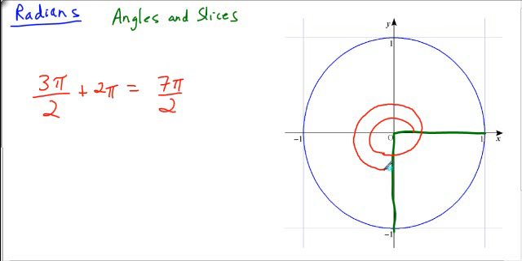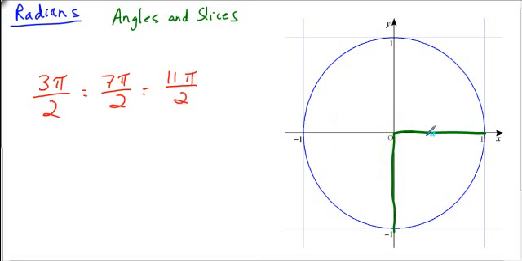And I can continue this process if I go around the entire circle twice and then end at my terminal side. I now have traveled 11 pi over 2. So these angles are all equivalent. Remember, every time I go around the circle, I have traveled a distance, an angle in radians measure of 2 pi. So any multiple of 2 pi, I can continue on and I can still pick up the same angle.